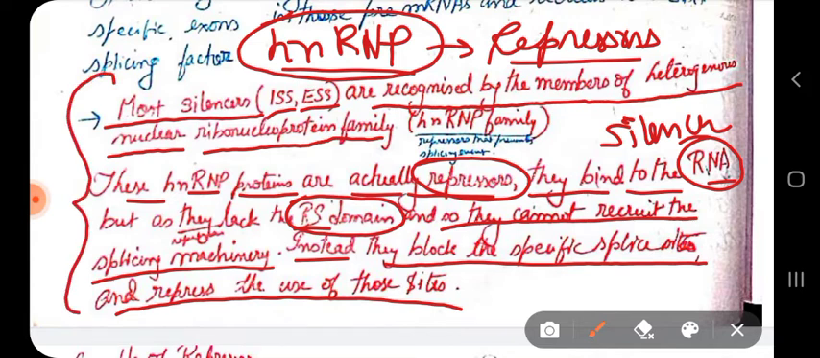So the same thing is done by the repressors that bind to the silencer, but instead it does not recruit the splicing machinery to come and interact with the splice site, because they block the splice sites. Thus the splicing process is prevented.